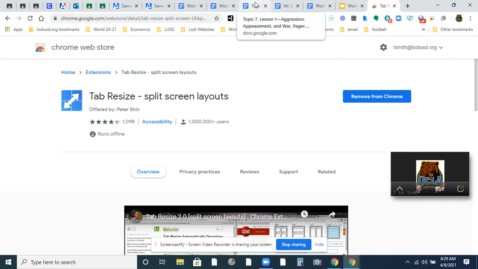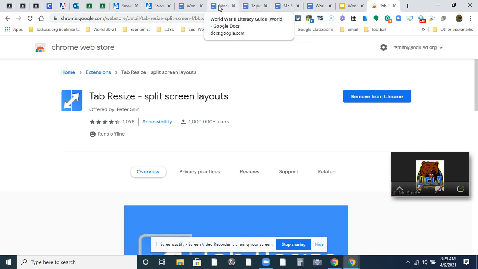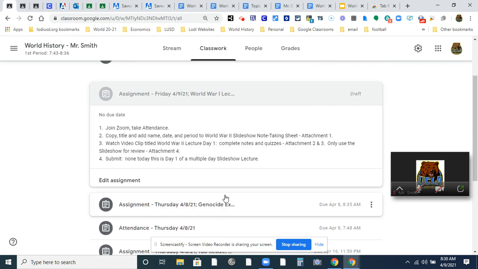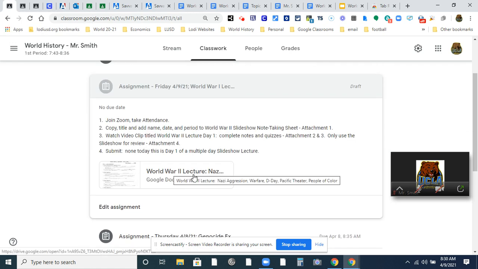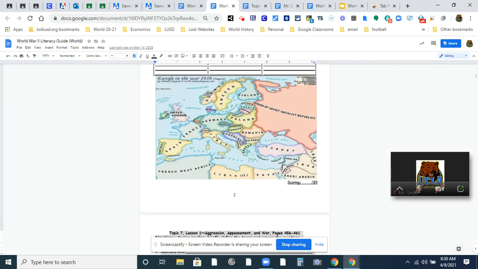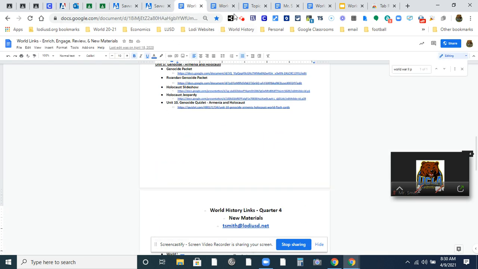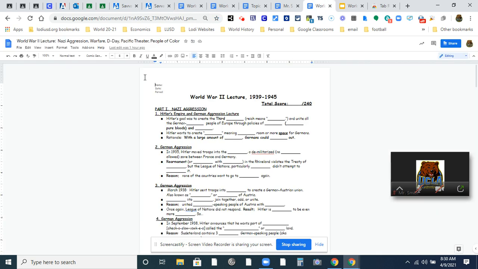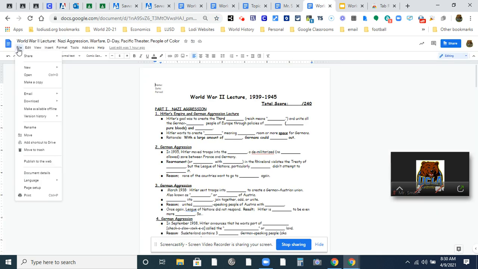Well, let's walk you through how to make a copy of the document. So in the classroom page, you should have something like this, World War II lecture notes, and I'll have that in there. You click that and open it, and it should give you this document. Not that one, this one. Once you get this, go ahead and choose File, and then make a copy.